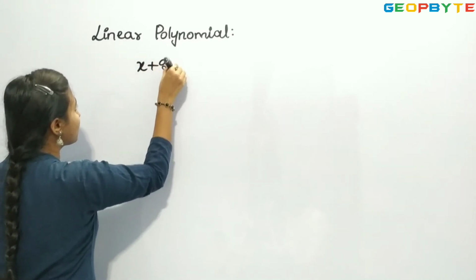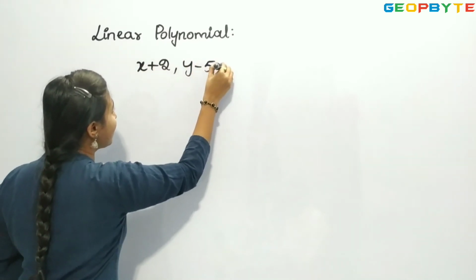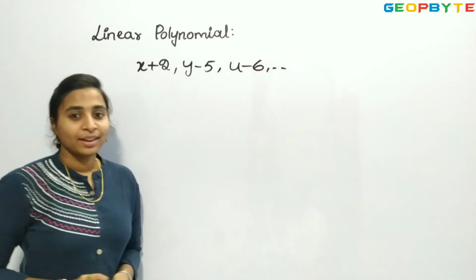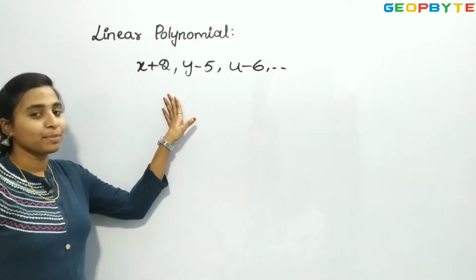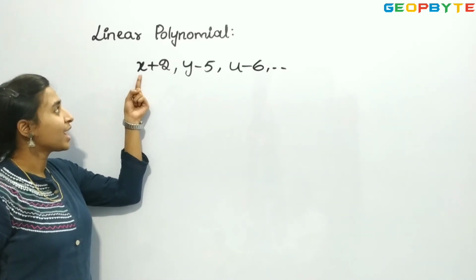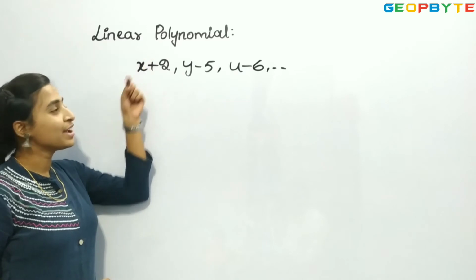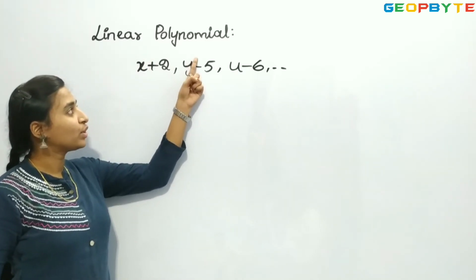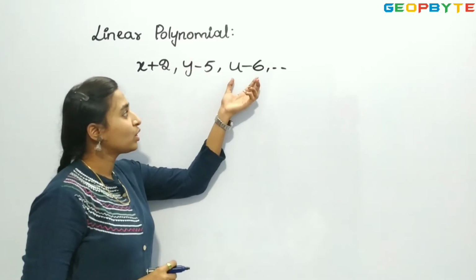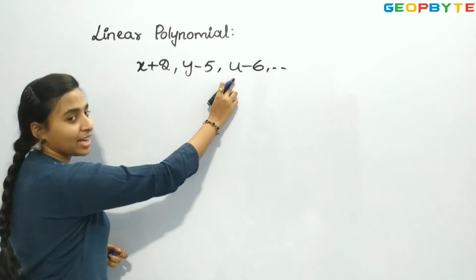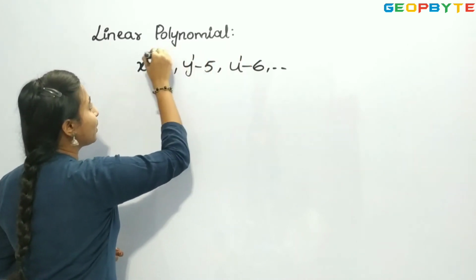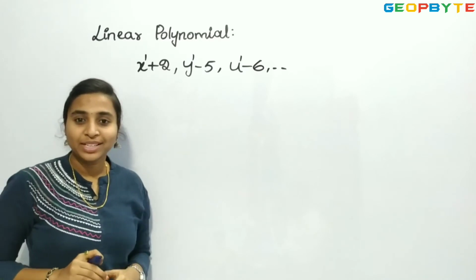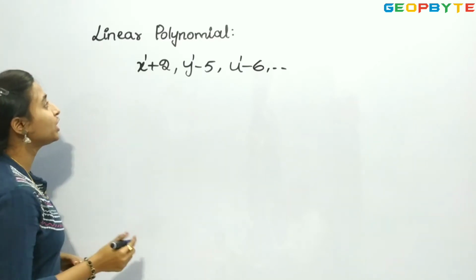x plus 2, y minus 5 and u minus 6. The polynomials of this type. See, here the variable is x, the power of the variable is only 1. And here the variable is y, and for y we have only 1 as power. Here also we have u as variable and it has power only 1. So, these types of polynomials are called linear polynomials.